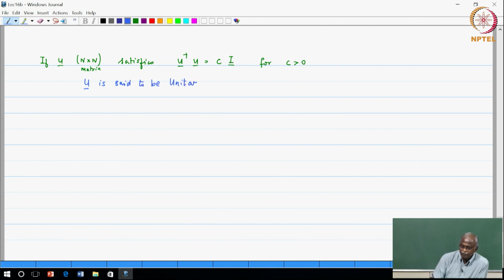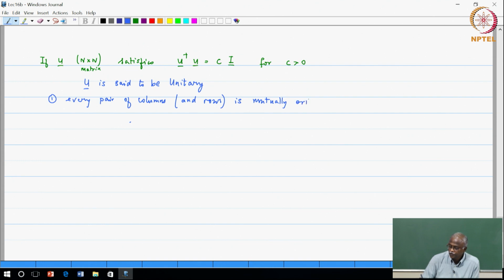Unitary matrices have got many interesting properties. I will just mention the one that is most important to us, the property that every pair of rows or pairs of columns, so this is the property that is visible right from the basic equation, every pair of columns or rows are mutually orthogonal. This is a powerful result, mutually orthogonal. Now, how does it manifest itself?